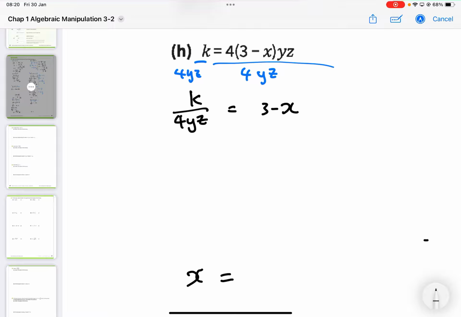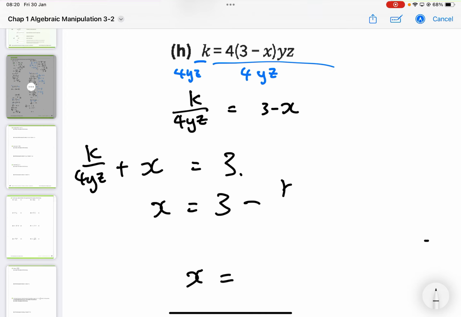Good. Leila said already: minus X, I bring it to the left. So I plus X on both sides. Okay? Then I want only X, so I minus this whole thing on the left. Answer.